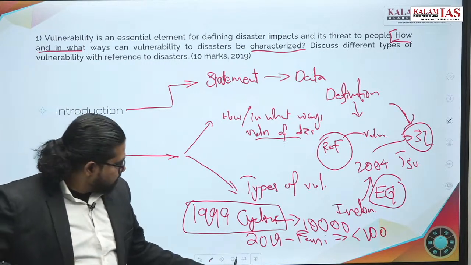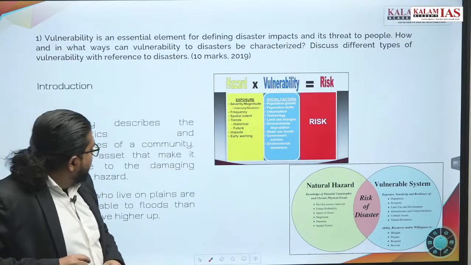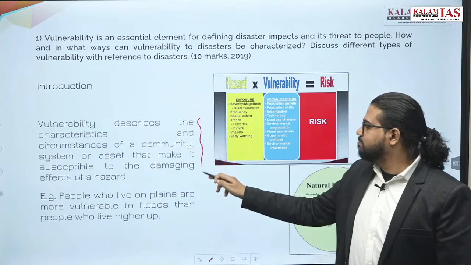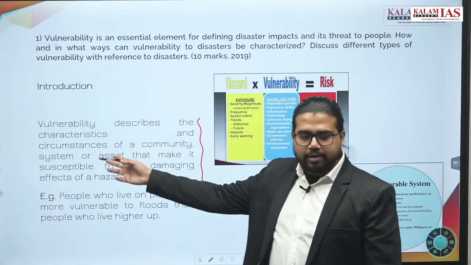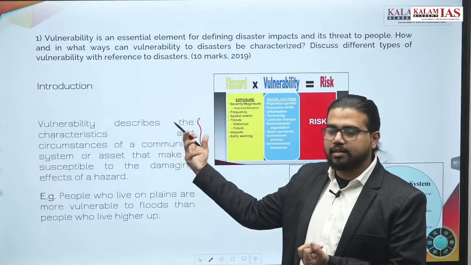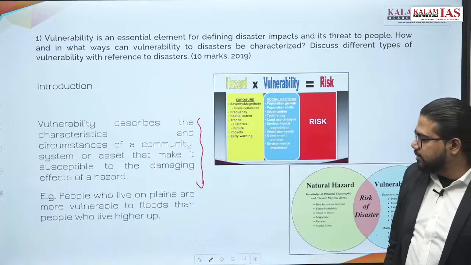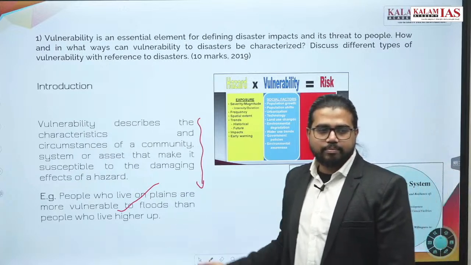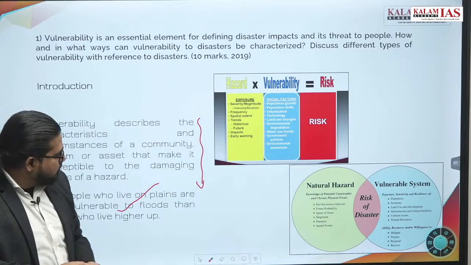Go ahead. Introduction, what you have done. You can go with the statement, you can support the statement. You can also start by defining what is vulnerability. Any elements which make the system or people, society, community, geography susceptible to the damaging effects of a disaster, then that is vulnerable. People in plains are more vulnerable to floods. Assam plains people are more vulnerable to floods compared to somebody in the hills of the northeast.